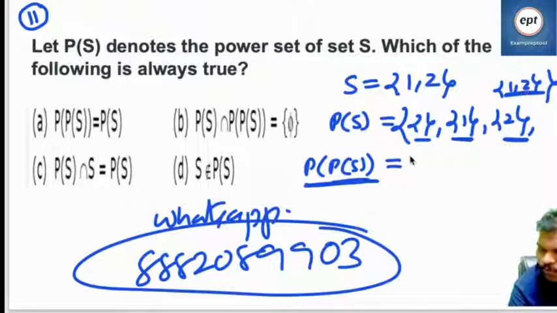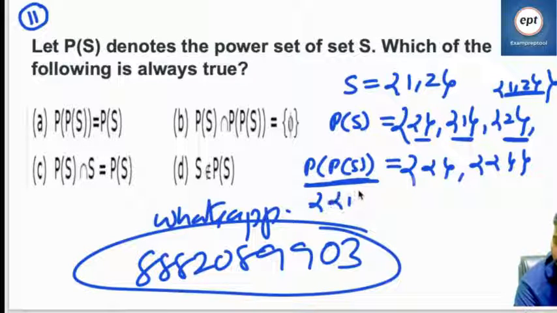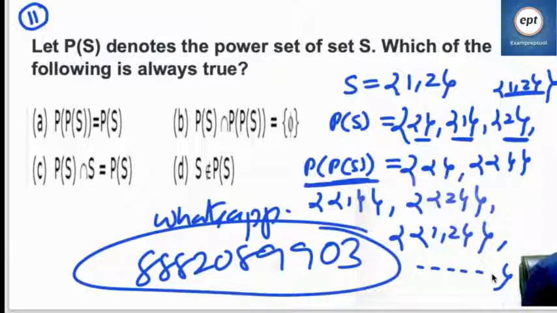Let me write a few. By default the empty set will come. Next one, one element you take. This is the one element. Next one, two elements, and so on. Total 16 will come.